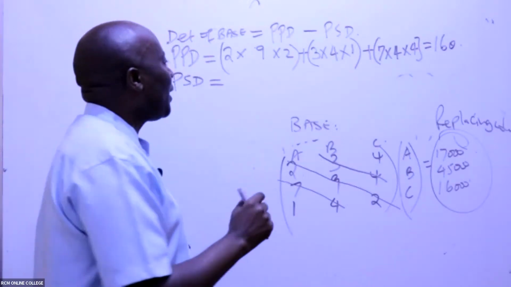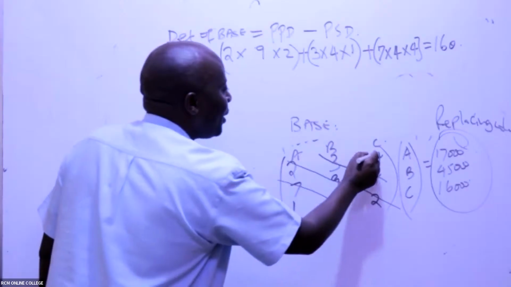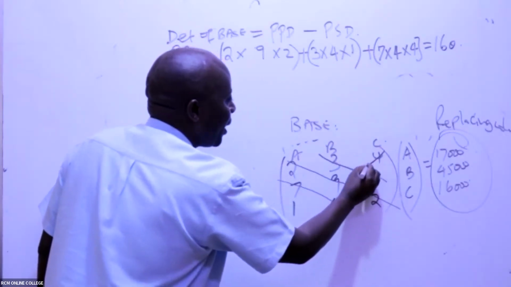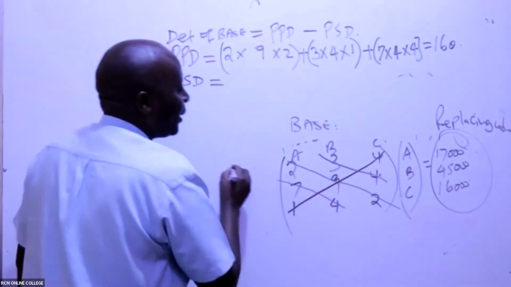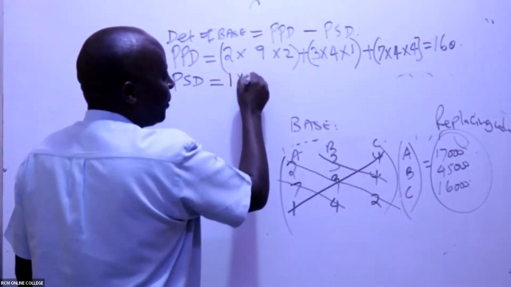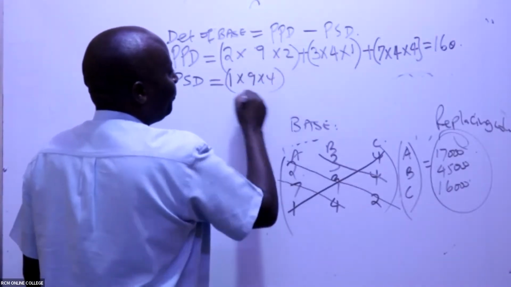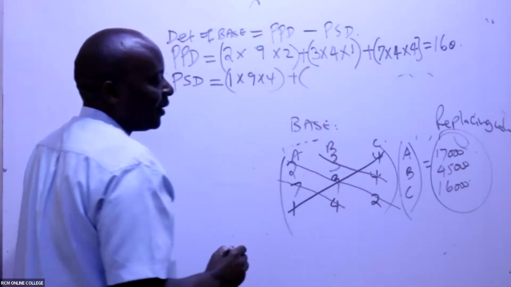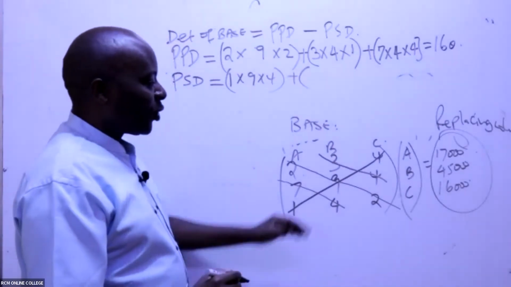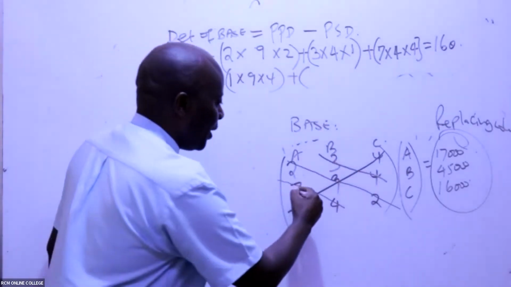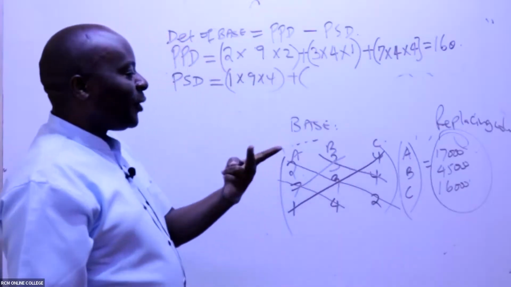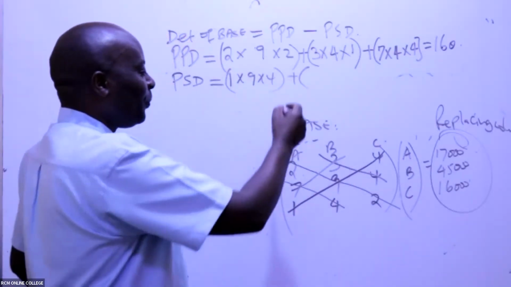So in this case here, secondary. The very, very important secondary is this one here. That's the main one. So we have here 1 times 9 times 4 plus. Great. So parallel, secondary. So this one here. But there are only 2 elements.